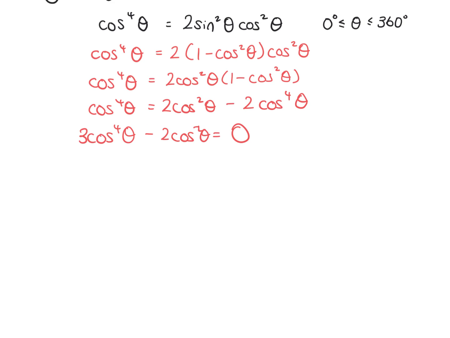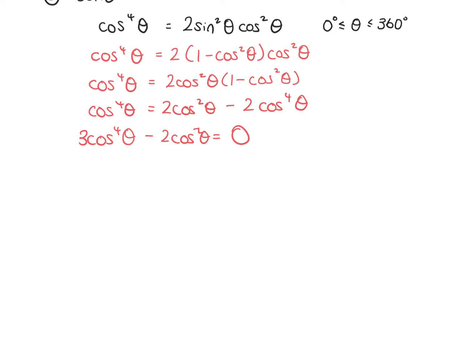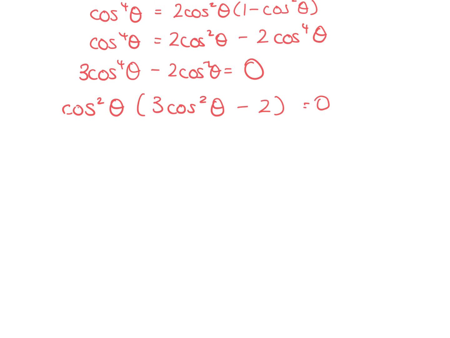And what I can now do, once I've got it equal to 0, is factorise. So I've got two different factors. If I take out a factor of cos squared theta, I'm going to get 3 cos squared theta minus 2 in my brackets. And then I've got some different options here. My first option for this to be true is that cos squared theta would have to be 0. And that would mean that cos theta would have to be 0.